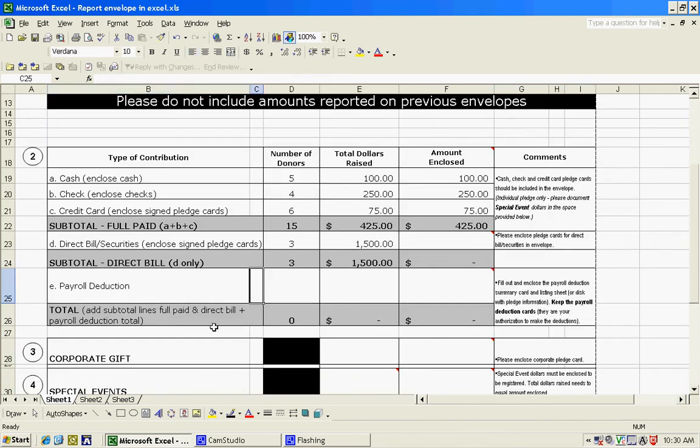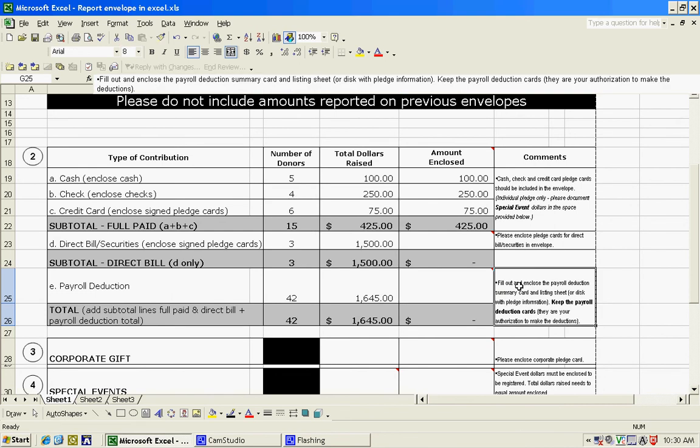The next section is for payroll. We will say that 42 donors gave a total of $1,645, and unless your organization is paying this money up front or there is money enclosed, there should not be an amount in this cell. Additionally, if you notice to the right, there is a comment about payroll pledge cards. This is simply a reminder to turn in your payroll pledge cards to your company's payroll department or to the HR department. These pledge cards are your company's authorization to make the deduction from the donor's check.